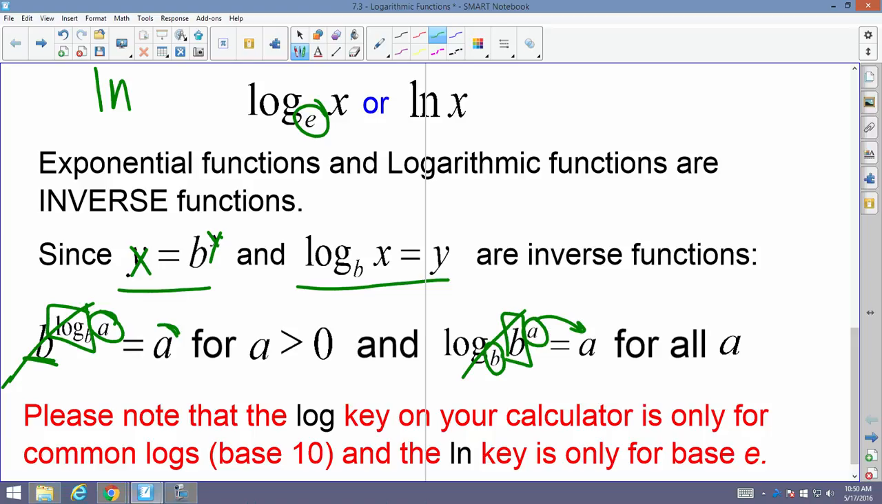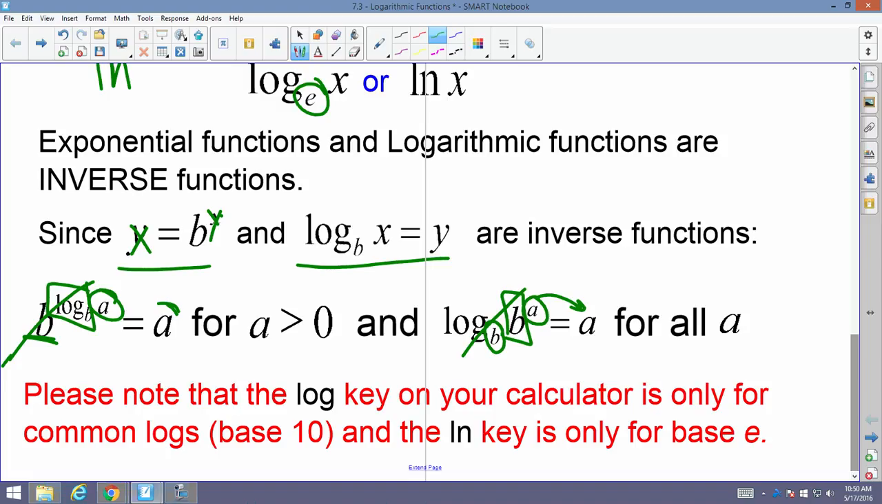And then again, please note that the log key on your calculator is only common logs. It's only good for base 10. The ln key is only for base e.